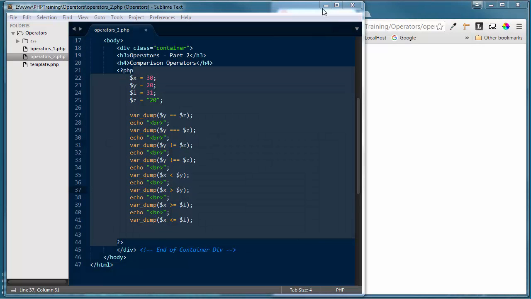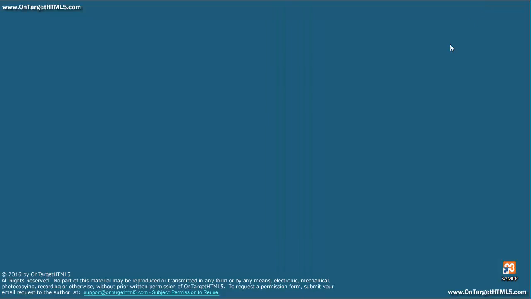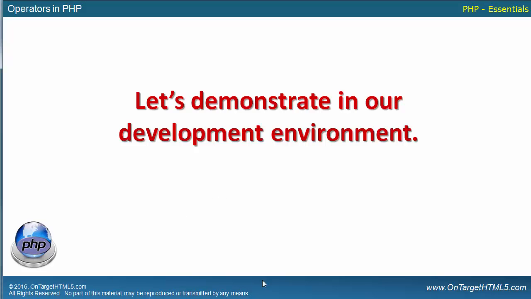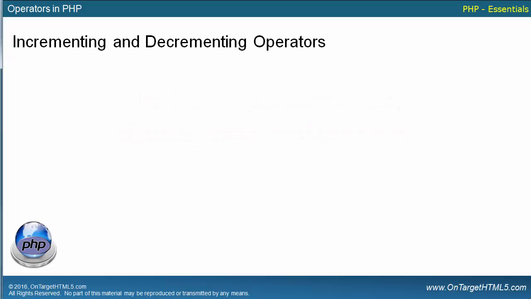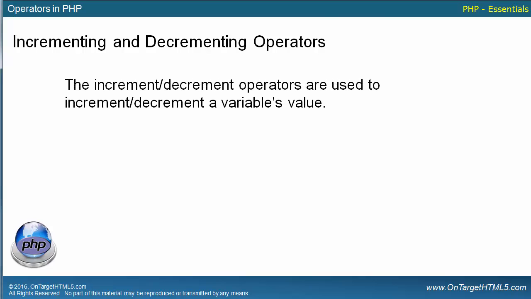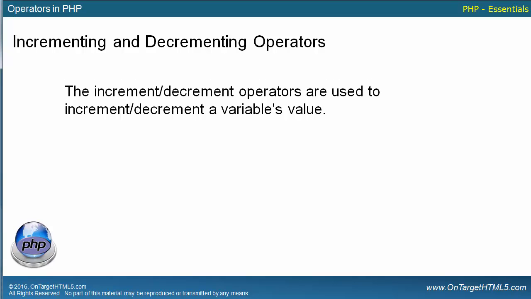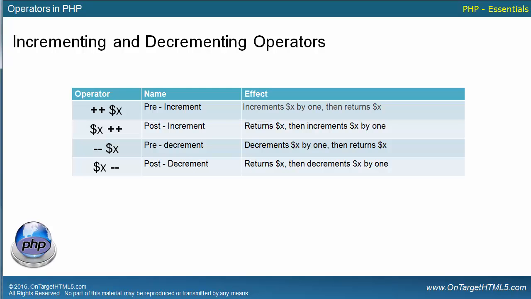All right, so let me drop back into our presentation for a minute so we can talk about some different operators inside of PHP. And the next one I want to look at is the incrementing and decrementing operators inside of PHP. Again, very important when we're doing our programming. The increment and decrement operators are used to increment or decrement a variable's value inside of the PHP code. And again, you'll understand it as we go through these demonstrations. It's not difficult once you see it in action.